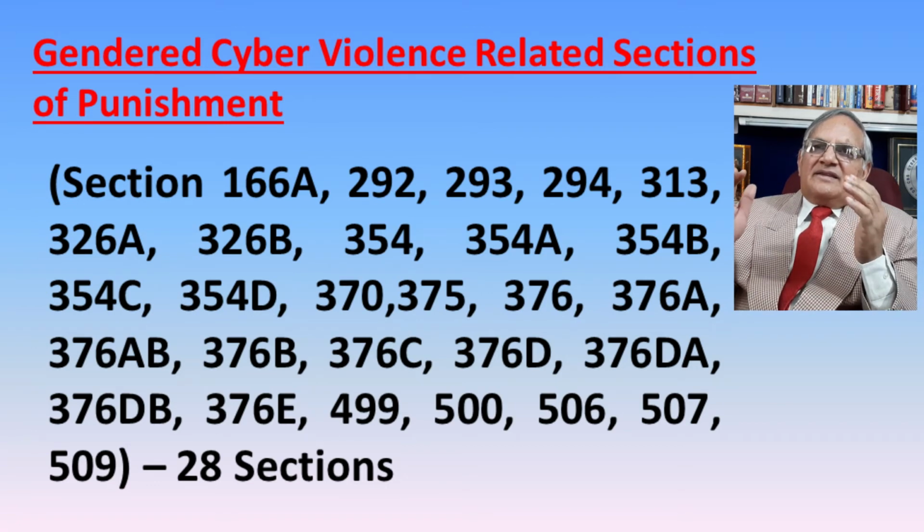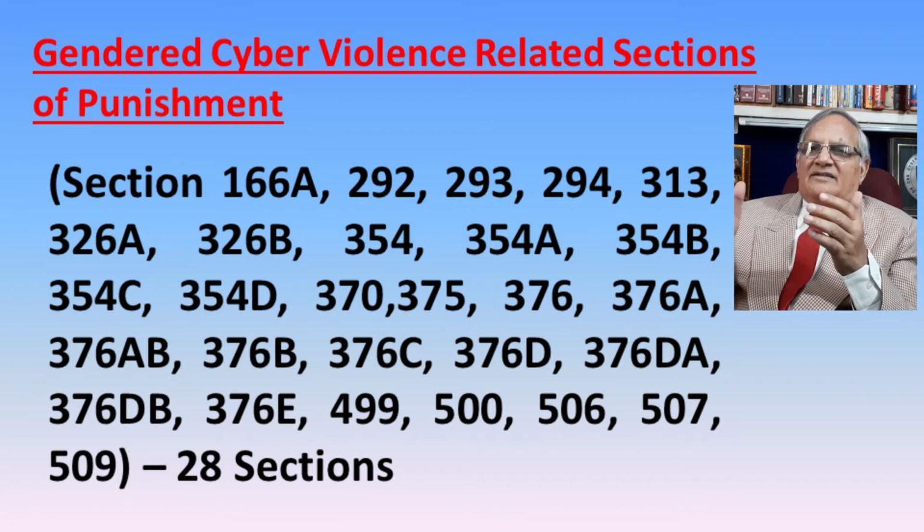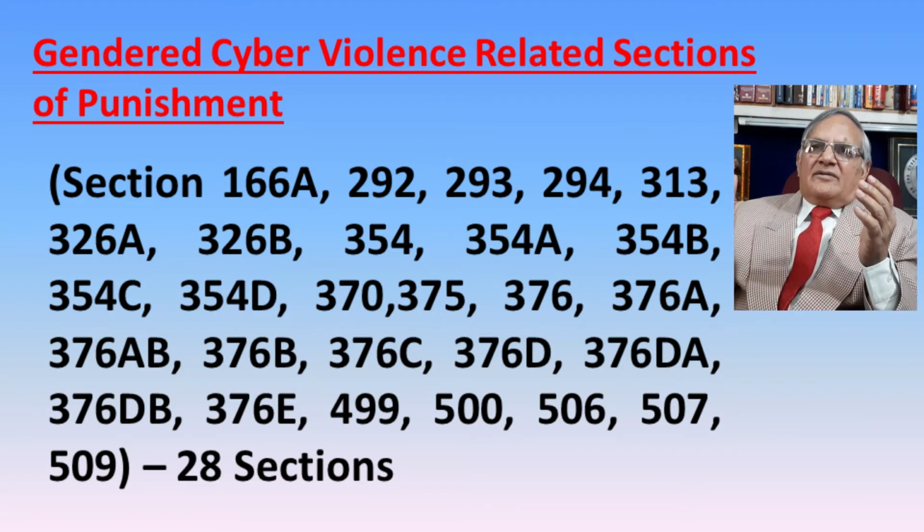376B, intercourse by a public servant with a woman in his custody. The punishment is 5 years and fine. The word intercourse is mentioned, not rape, because even if it is done with the consent of the lady, the punishment is still up to 5 years, because the lady was in the custody of the public servant. So that is there.